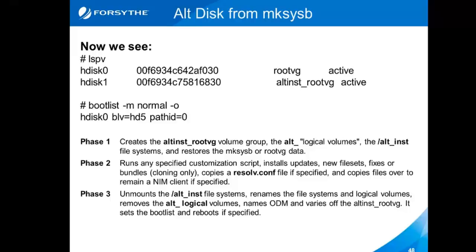When you're doing an alternate disk from a mksysb, there are 3 phases it goes through. It's going to create the alternate disk, altinst_rootvg. It'll create the logical volumes and file systems that go there, and it will restore the mksysb. It then does some customizations, and then at the very end, it's going to unmount all those file systems, get rid of the logical volumes, and it will vary off that volume group. And then, if you allow it to, it'll set the boot list and reboot.